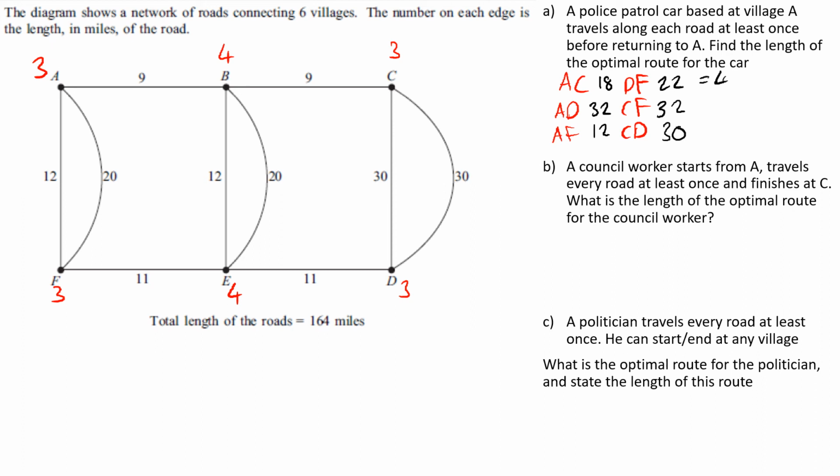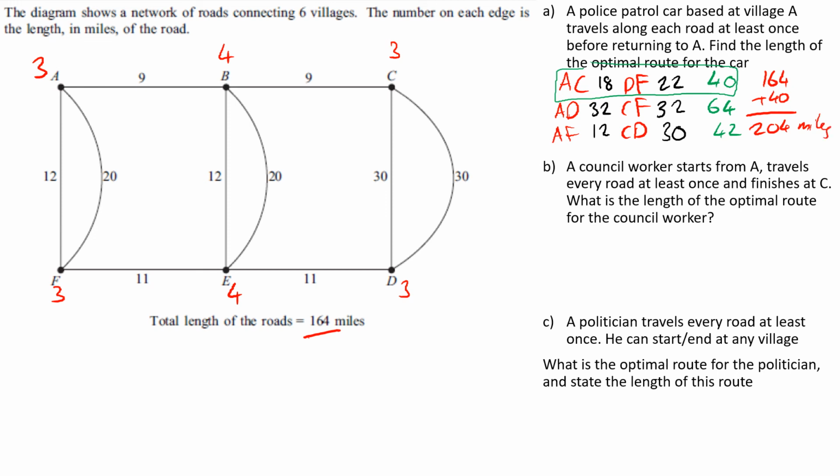So we've got totals of, let's do this in green, 40, 64, and 42. So this is our best possible additional duplicate arcs. The total length of the roads was 164 miles. So 164 plus 40, 204 miles is the best we can do.